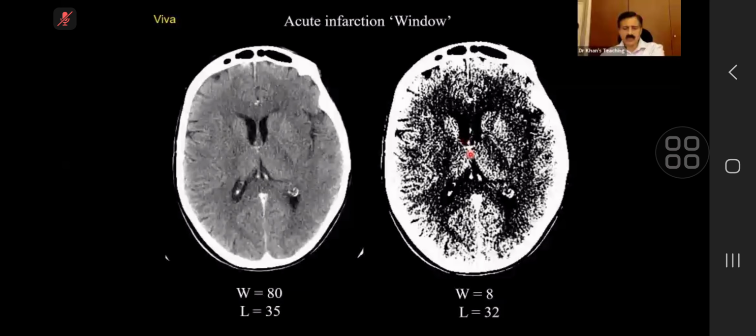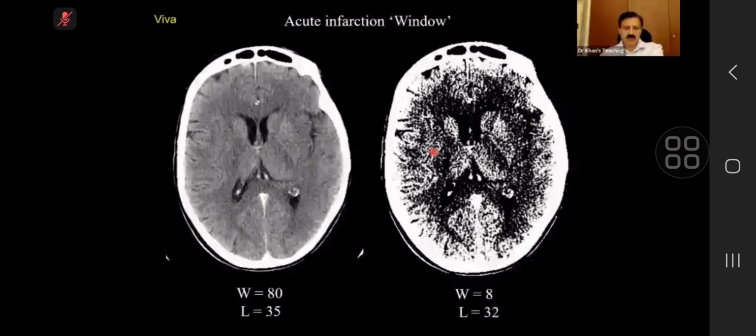Now look carefully here. This is the lentiform nucleus. This lentiform is high density, so it is white. This is the head of the caudate nucleus. This is the thalamus, which is again gray matter, so this is high density. Now look here, the basal ganglia is low density.